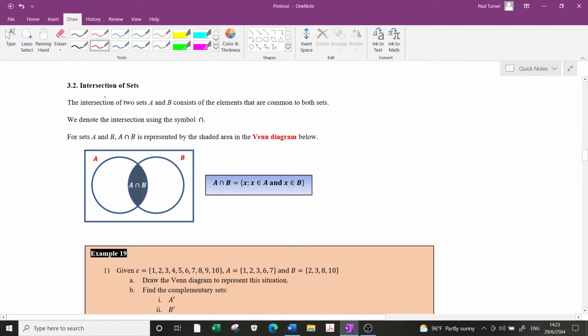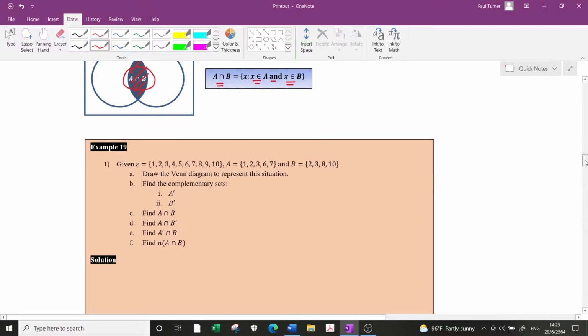Okay, the next section is on the intersection of sets. Intersection means where the sets have common elements. And the symbol for that is A intersect B. It's an upside down symbol here. So any element which is common to both is written inside here. And the definition of intersection: x is a member of A and a member of B. So it must be in both sets. And the area we're interested in is here, the overlap between the two sets.